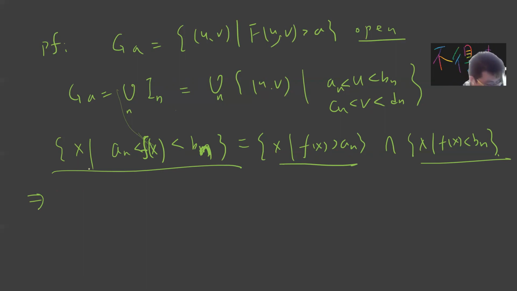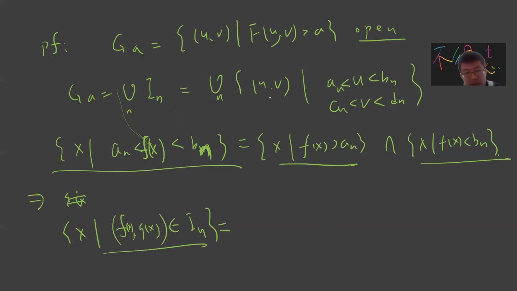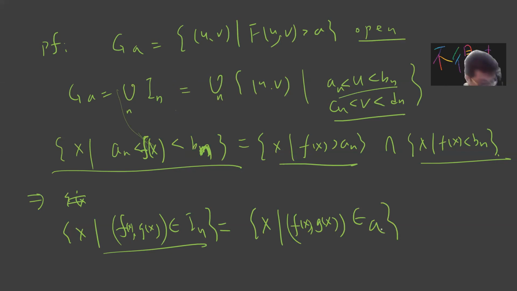Okay, so which tells you that if you consider x such that (f of x, g of x) belongs to I_n, then it satisfies these properties. So this means that (f of x, g of x) belongs to G_a.